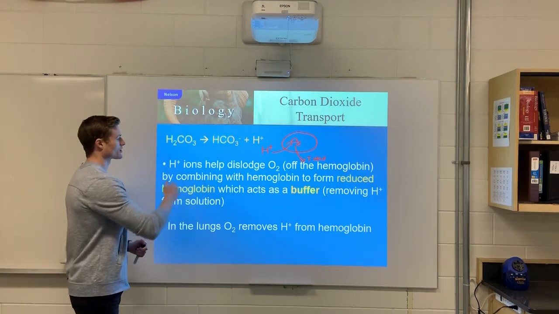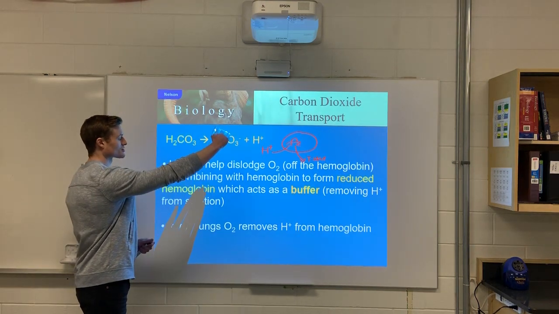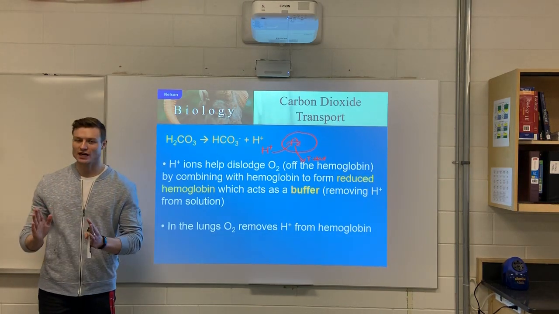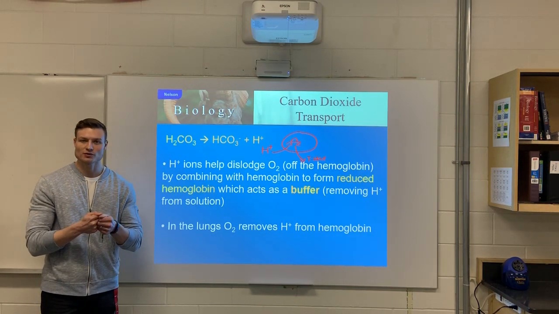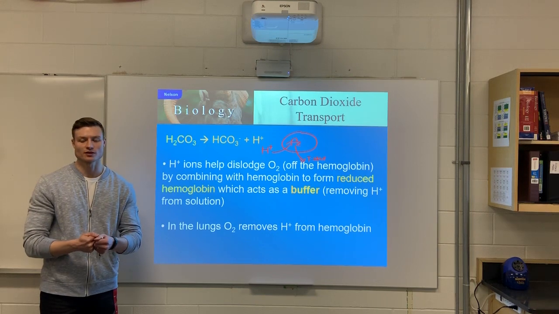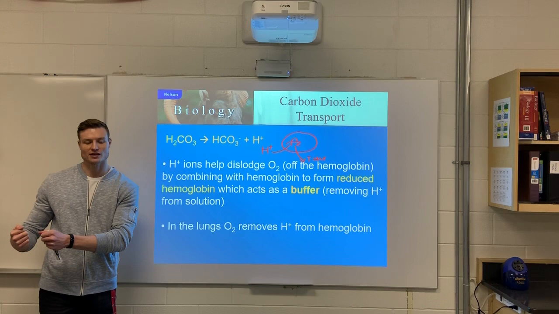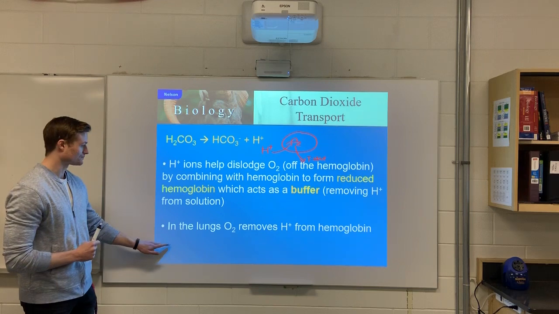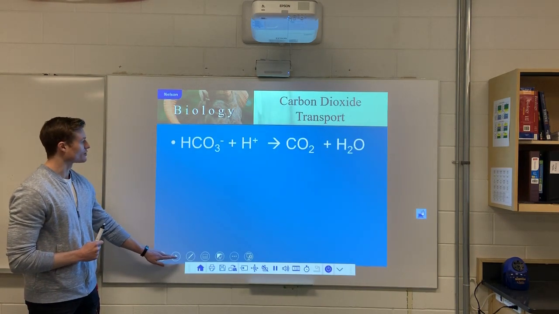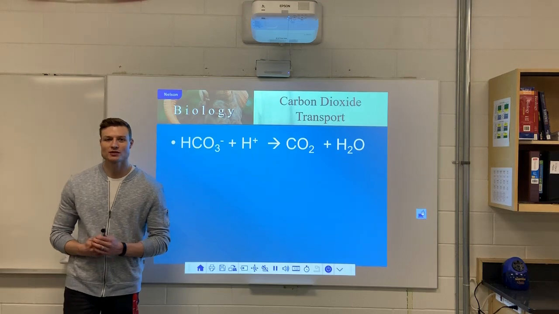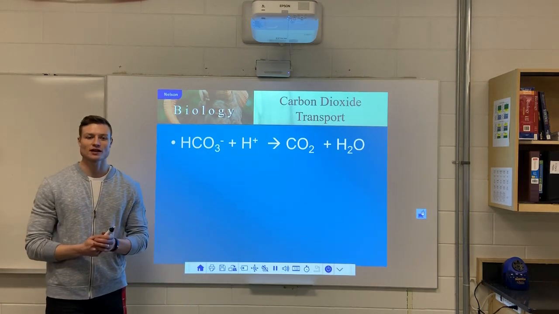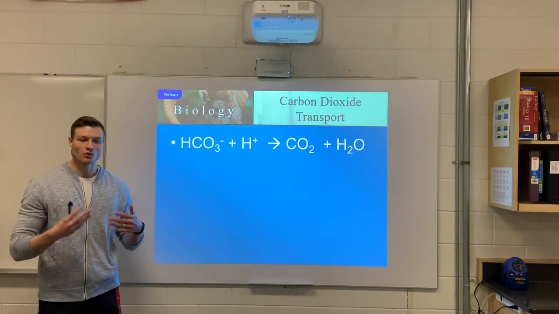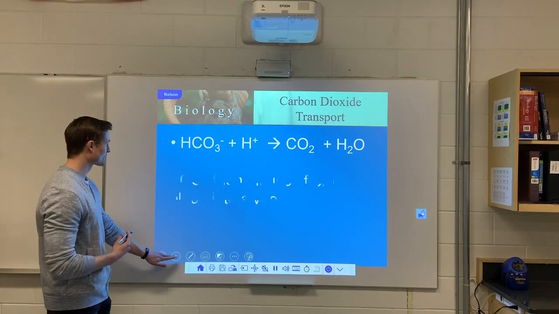Now, we have our H+ dislodging the oxygen, and now we have a compound called reduced hemoglobin. So to recap here, when oxygen is bound with hemoglobin, we refer to that as oxyhemoglobin. When H+ or hydrogen ions are bound to hemoglobin, we refer to that as reduced hemoglobin. So now what's going to happen? Well, that reduced hemoglobin is going to travel to the capillaries surrounding your alveoli. Once there, we're going to have the reverse happen.